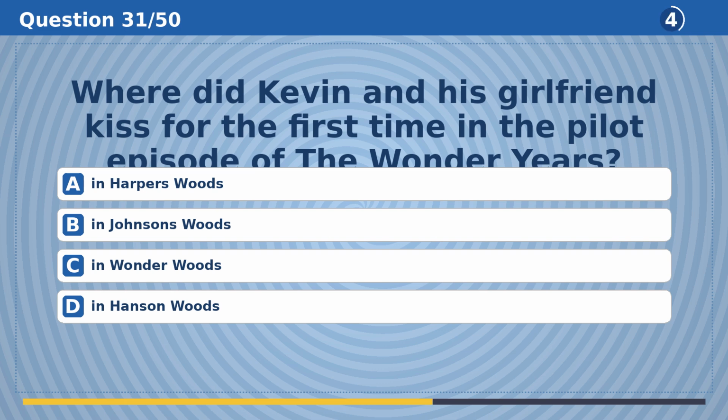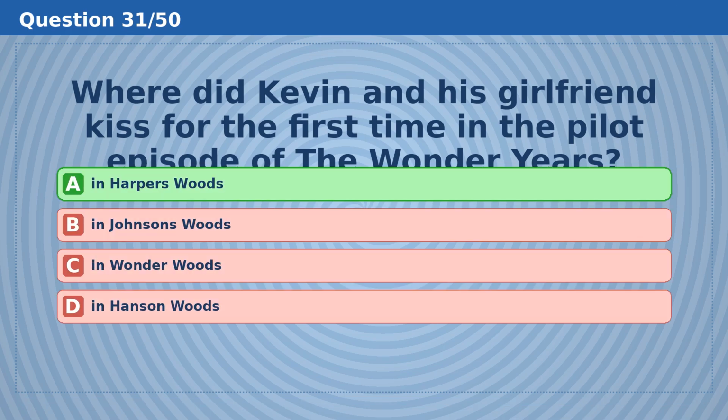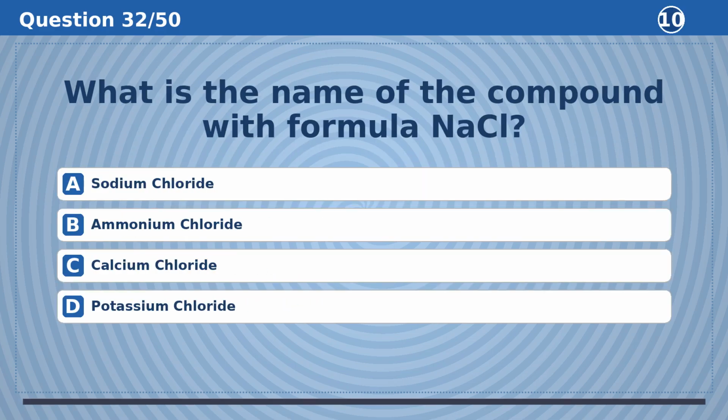Where did Kevin and his girlfriend kiss for the first time in the pilot episode of The Wonder Years? The answer is A. In Harper's Woods.